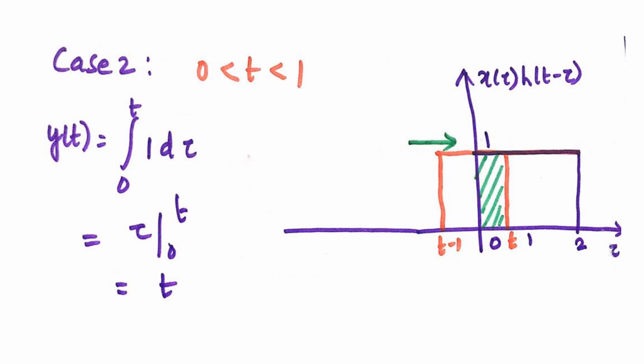Hence, we have determined y of t is equal to the integral from 0 to t of 1 d tau. On integrating and substituting the limits, we get t. That is case 2. So after slowly gliding the rectangular pulse, see the arrowhead is written, we see that there is a product which exists only between 0 to t.